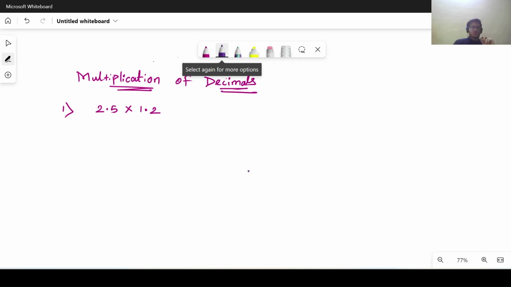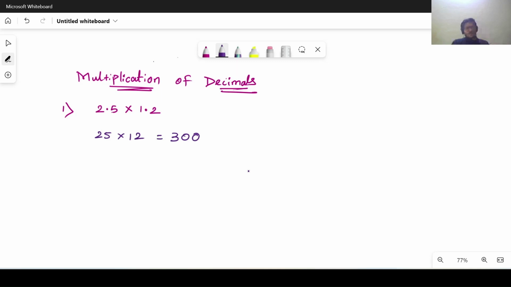Now, the first rule, whenever we multiply the two decimal numbers, we have to multiply both the numbers without considering the decimals. That means in this case, we are going to first multiply 25 with 12. So now when we multiply 25 with 12, what we get is the number 300. Very simple. Now it's time to put the decimal point, and what the position of the decimal point is going to be.